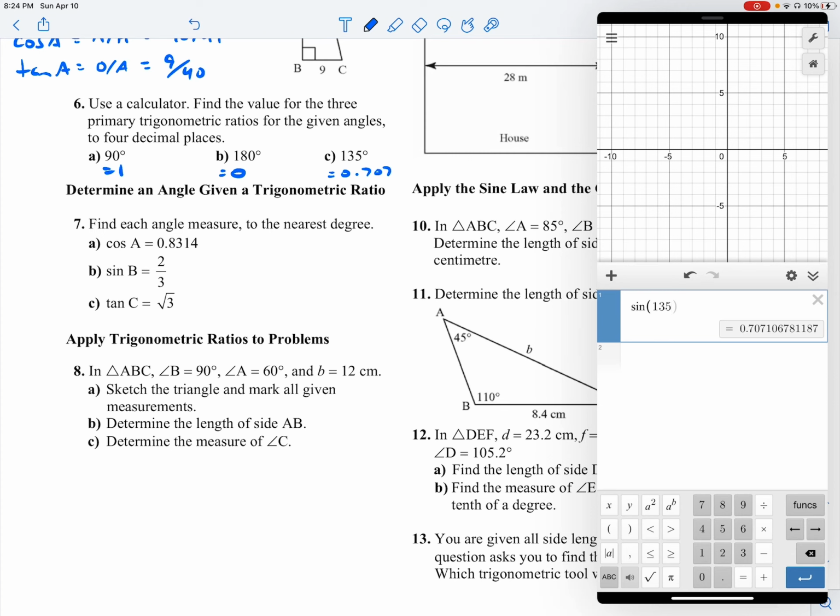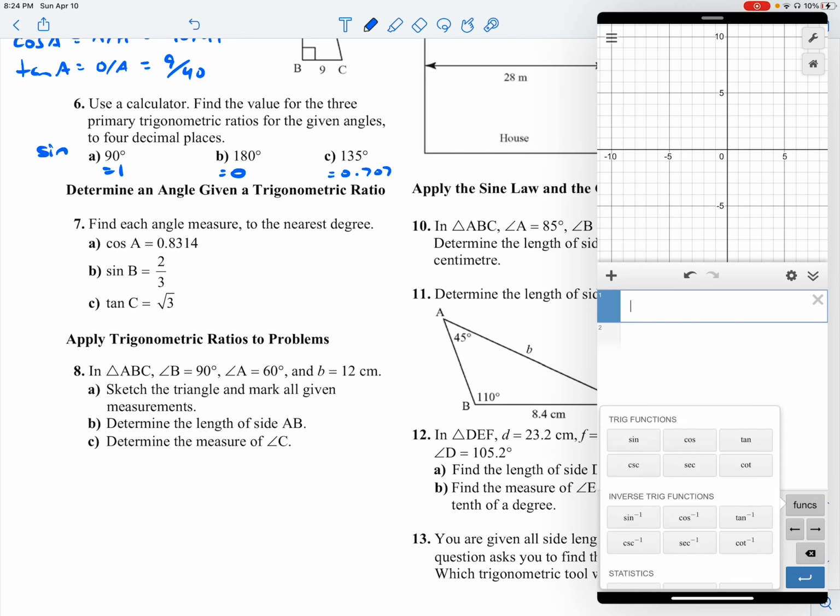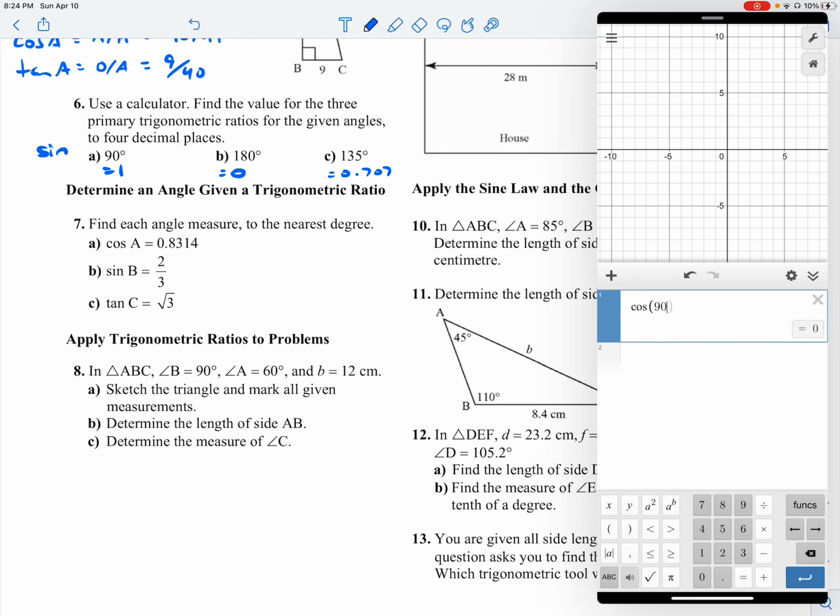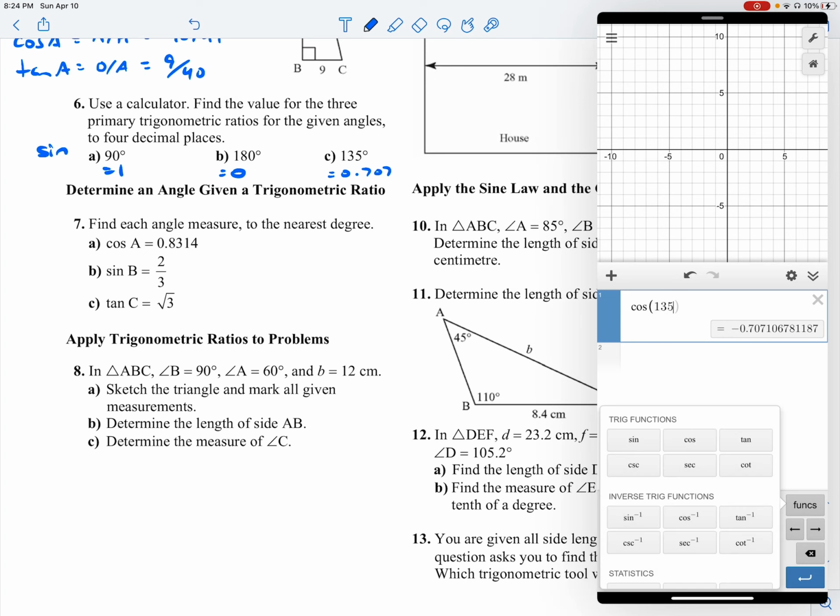All I did was sine for these. So I just did all the sine ratios. Cos, we would do the same thing on a calculator. Just look up cos. Cos of 90 is 0. And then cos of 180 is actually negative 1. And cos of 135, negative 0.707. And then we can do the tan the same way, just using the tan button up here.